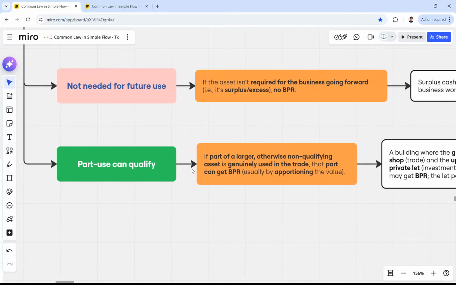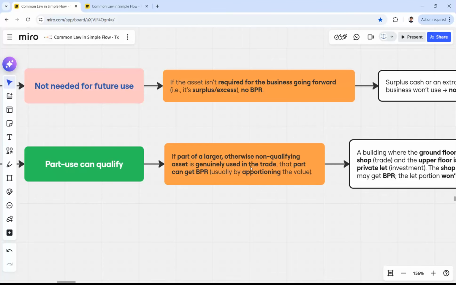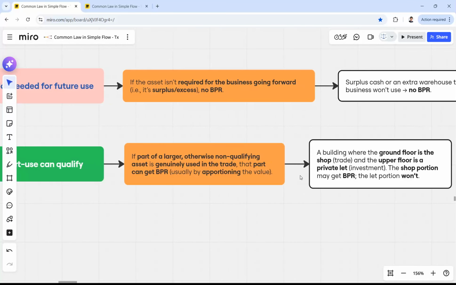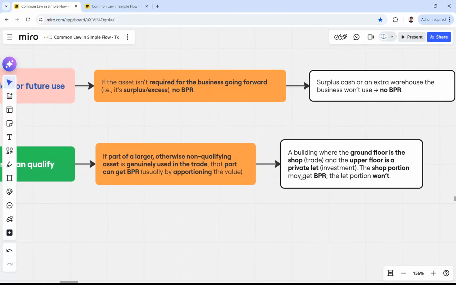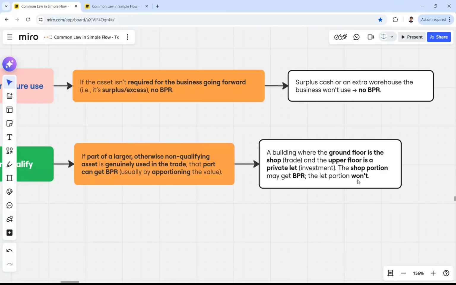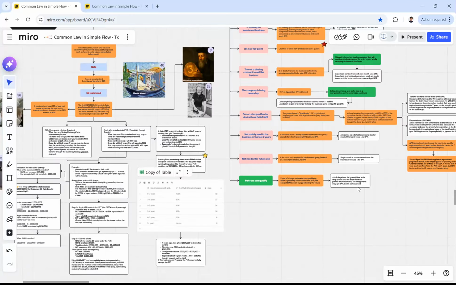Part use can qualify. If part of a larger, otherwise non-qualifying asset is genuinely used in the trade, that part can get BPR, usually by apportioning the value. A building where the ground floor is the shop, the trade, and the upper floor is a private let investment. The shop portion may get business property relief. The let portion will not.